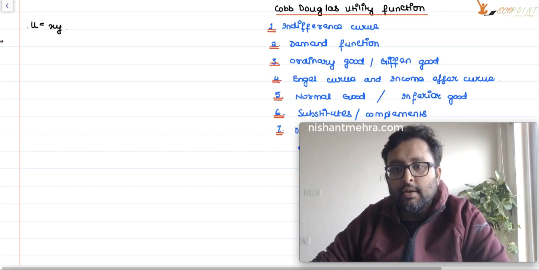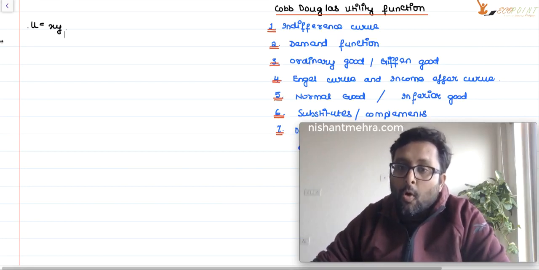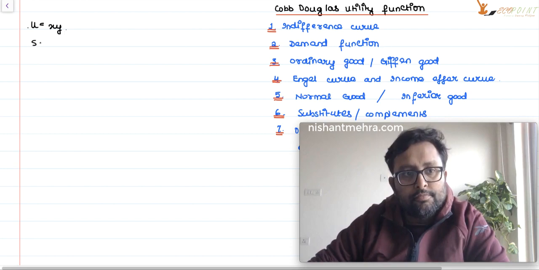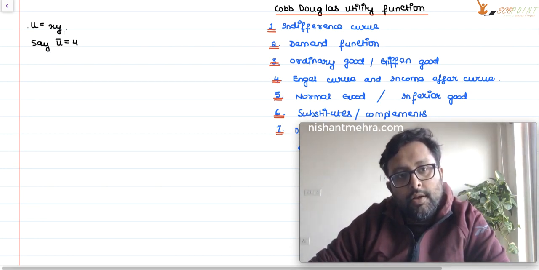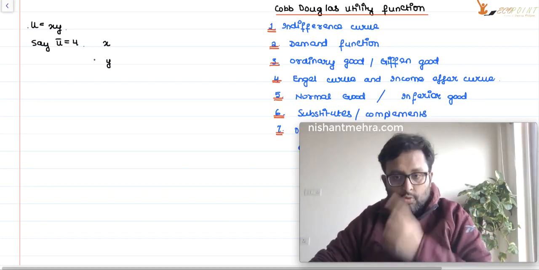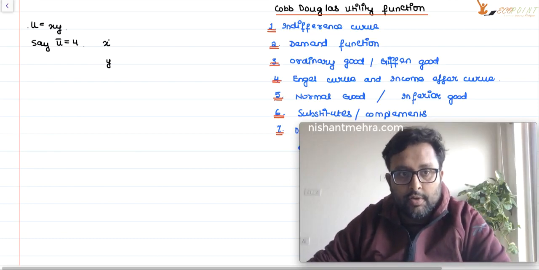Arbitrary utility as in you will fix some utility, because along an indifference curve, all points are going to give you the same utility. So you'll fix some utility, say u bar is equal to 4. And we'll find such points of x and y which are going to give me u bar equals 4 according to this function.